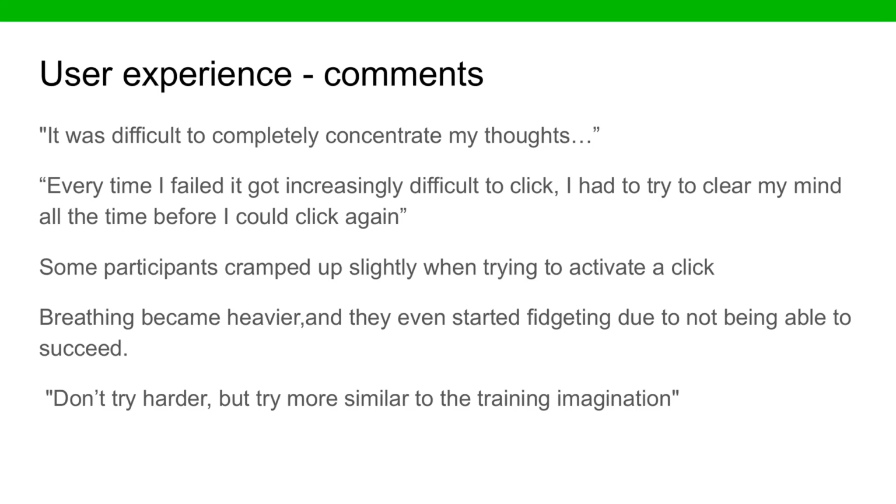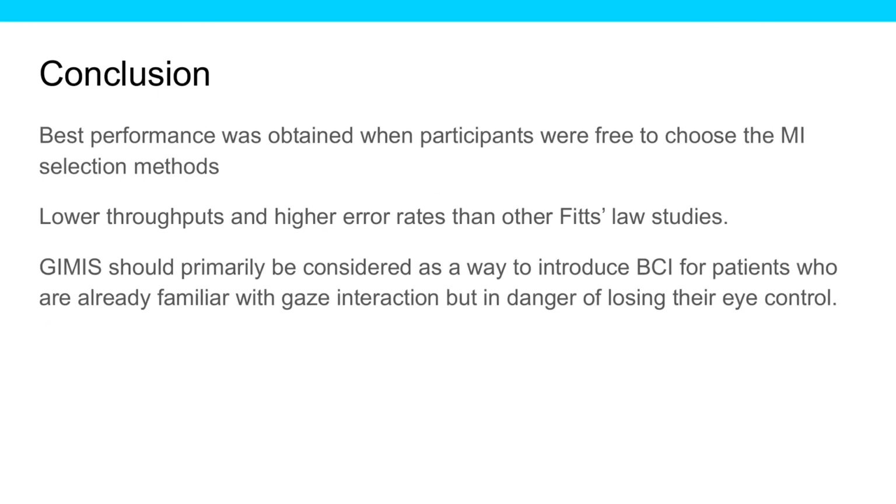When they were told, "Don't try harder, but try more similar to the training imagination," they were able to activate selections better. In conclusion, our experiment has shown the GIMIS method to be feasible. The best performance was obtained when participants were free to choose if they would use either the left hand or legs for motor imagery selection.